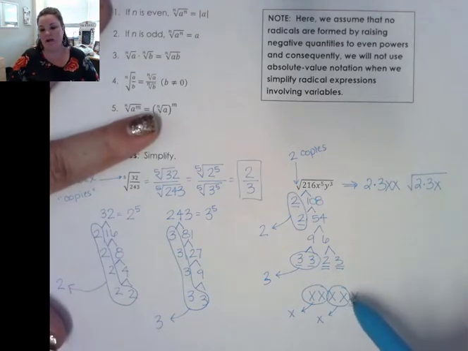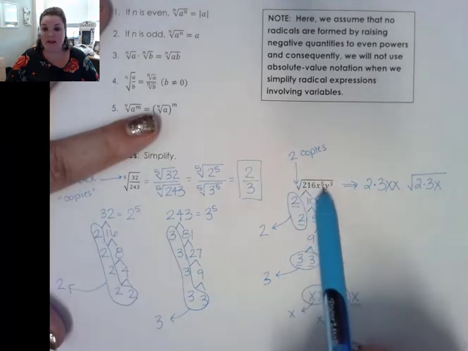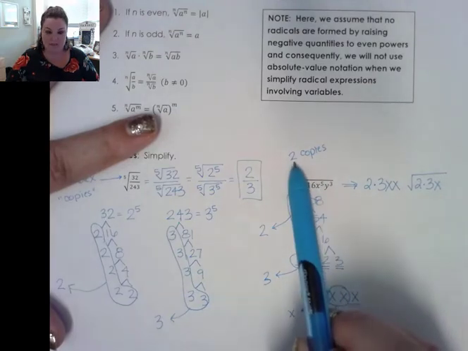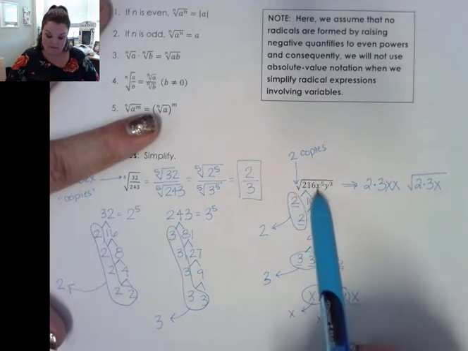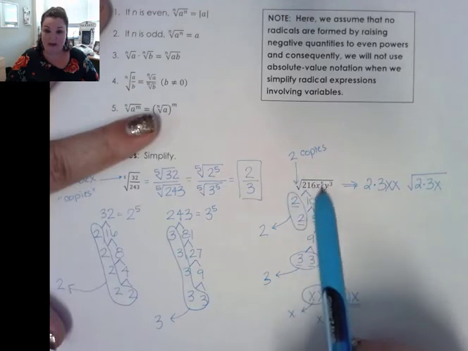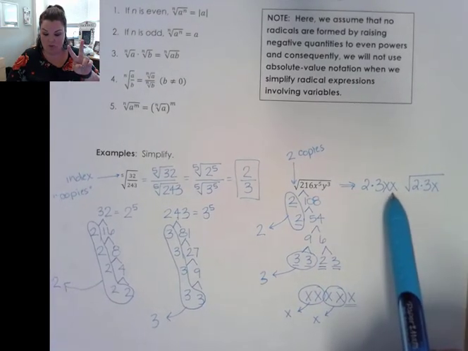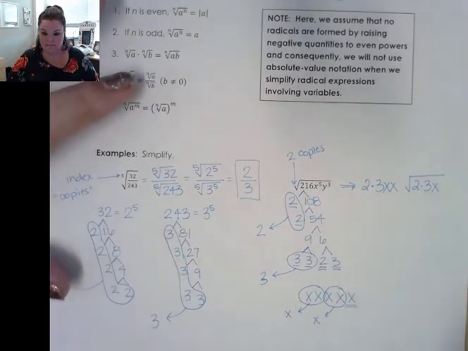Another way of figuring out variables so that you don't have to write them all out is you can think of just taking the power, the number of x's you have, and dividing it by your index. So here we have x to the 5th, and we have a square root. So how many times does 2 go into 5? Well, 2 goes into 5 2 times, right? So we brought out 2 x's with 1 remainder, okay?